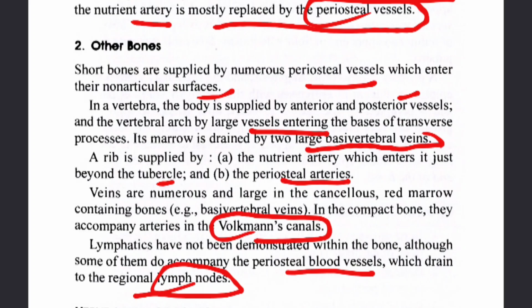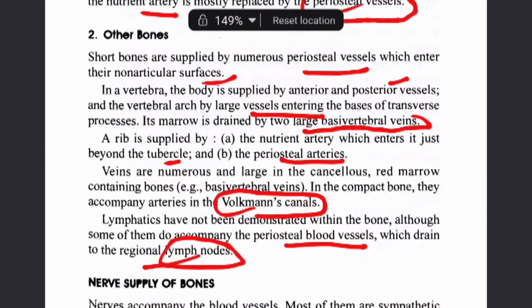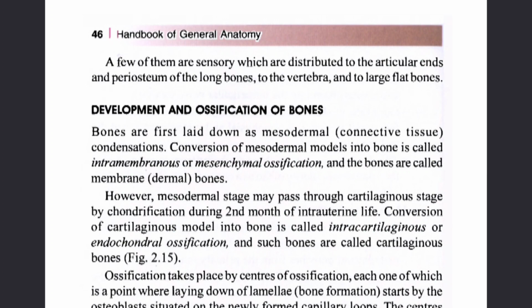Then we'll talk about the nerve supply. So nerves accompany the blood vessels. Most of them are sympathetic and vasomotor in function. A few of them are sensory, which are distributed to the articular ends and periosteum of the long bones, to the vertebra and to the large flat bones. So sensory nerve supply is there, that is distributed to the articular ends and the periosteum. Periosteum is very rich in nerve supply and blood supply.